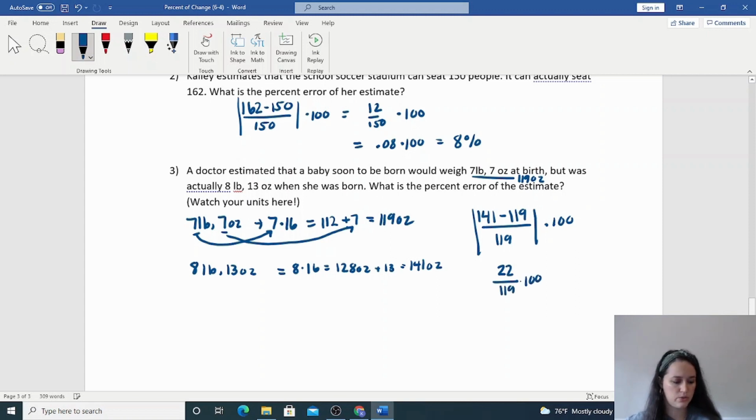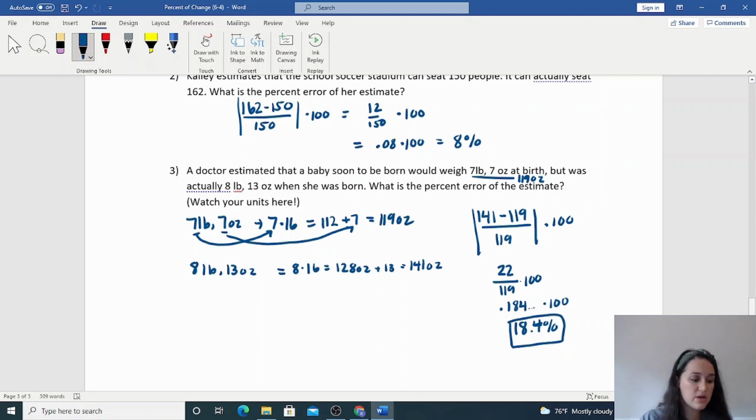So 22 divided by 119 is 0.184, and it keeps going. So times 100, that is going to be about 18.4-ish. It's about 18% percent error in the doctor's estimation for this child's birth. Big baby. All right, so that's percent change and percent error. We do them together because you notice the equation is very similar.